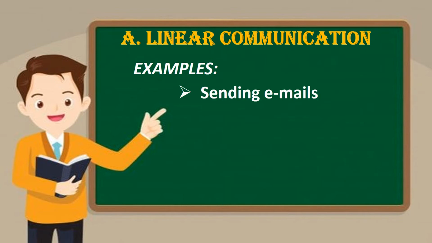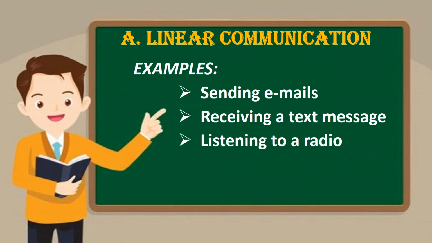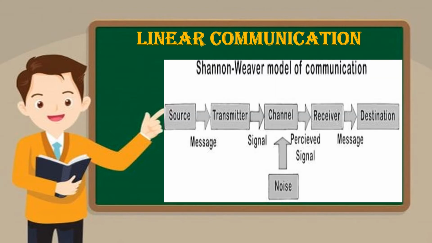Other examples are sending emails, receiving a text message, listening to the radio, and watching television. The Shannon-Weaver model of communication is under linear communication. Since this is an example of linear communication, it is also considered a mathematical communication model. It has a one-way process starting from the source, the producer of the message, passing through the channel, that is, signals adapted for transmission, which may at times be interrupted by noise, which is the barrier itself. Then to a receiver, the decoder of the message from the signal. The process stops after the message has arrived at its destination.